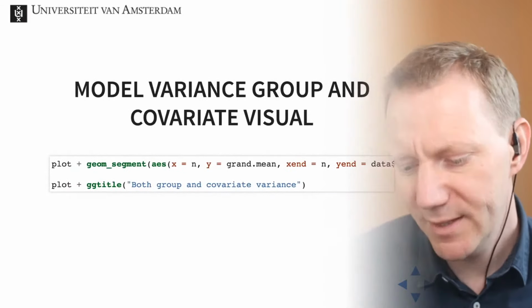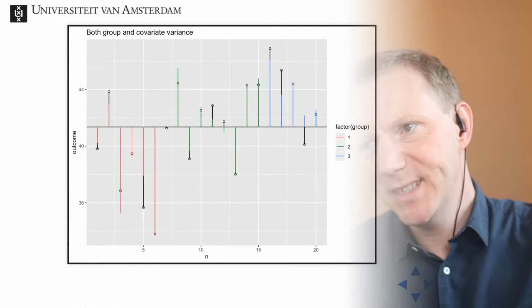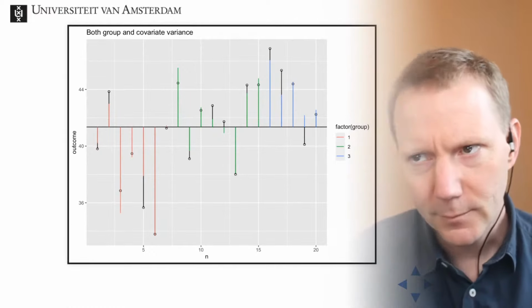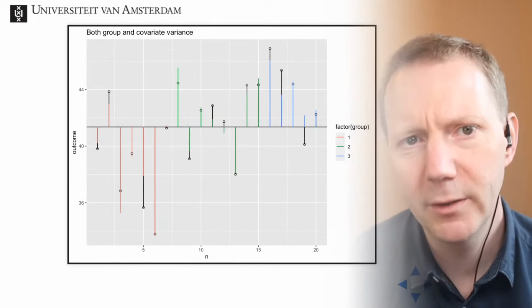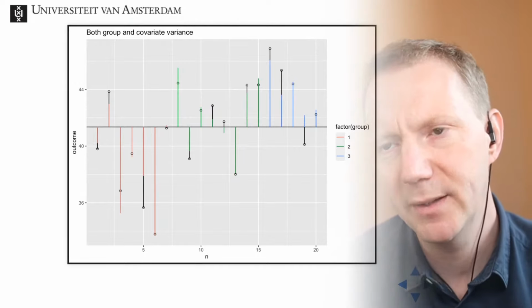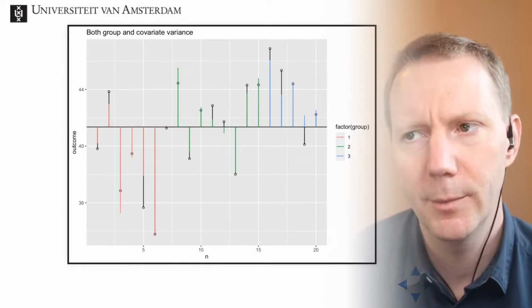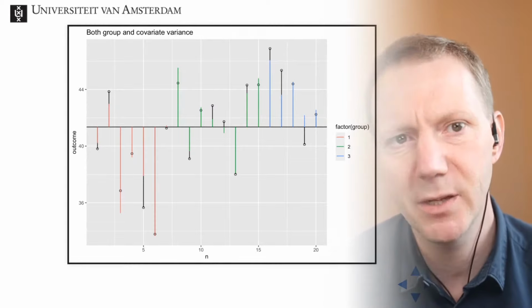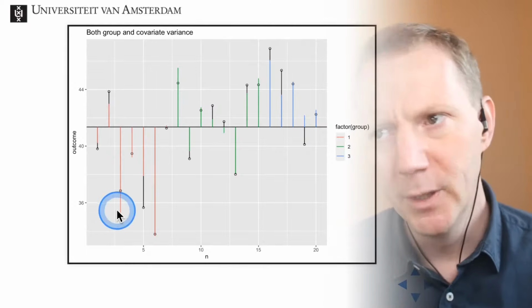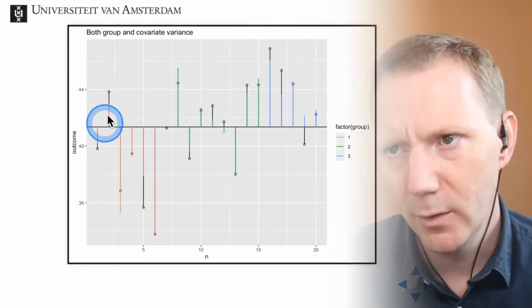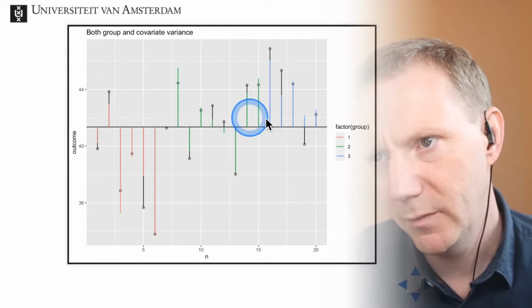So let's look at this visually. And this means the following. What we're seeing here is when you calculate an actual expected value for each individual based on the grouping variable and the covariate, you will see individual differences about the expected values.